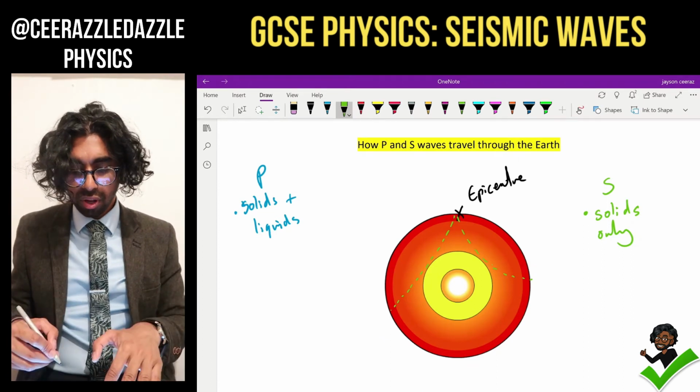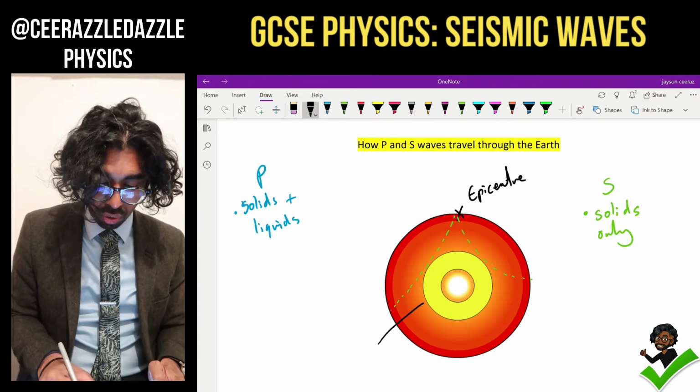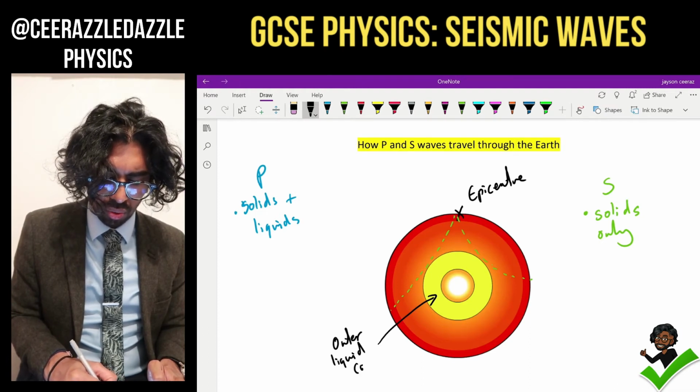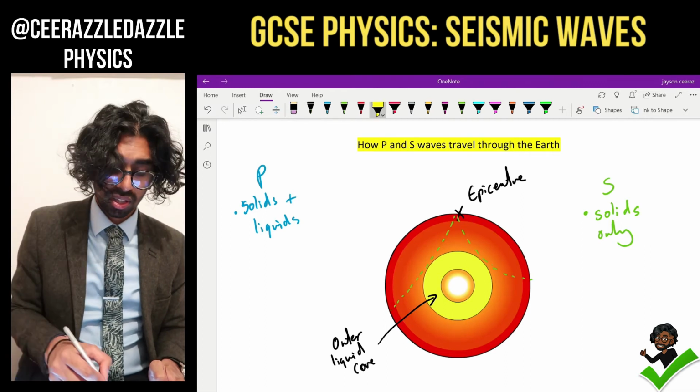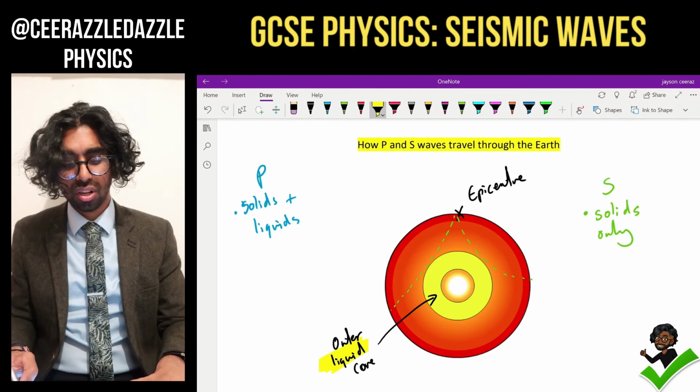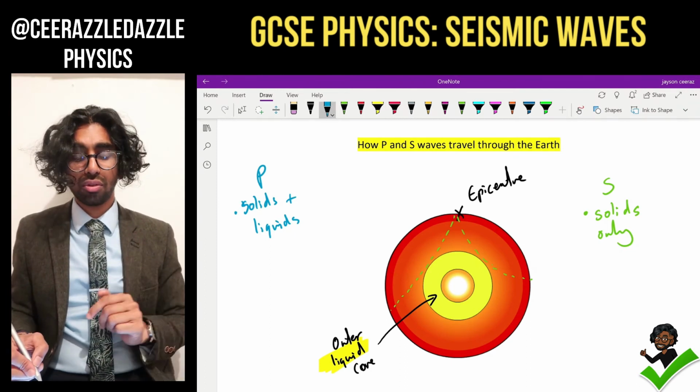They cannot enter the outer core. Bear in mind this is the outer liquid core. The reason why is because you can clearly see it's a liquid core, and obviously S waves can only travel through solids.